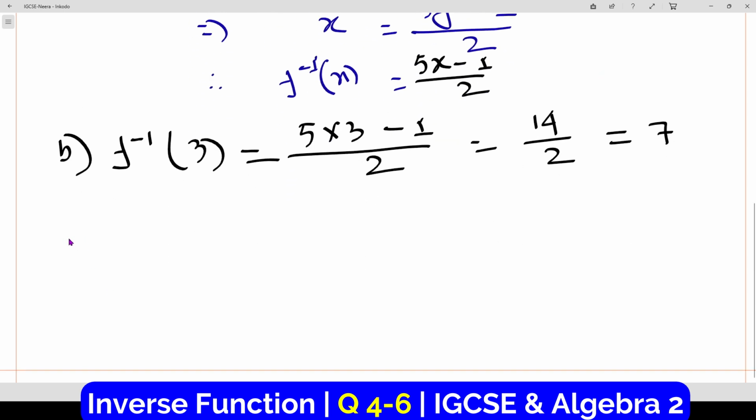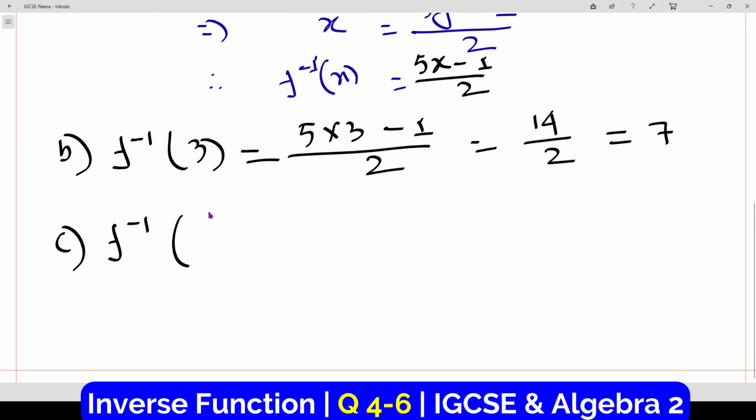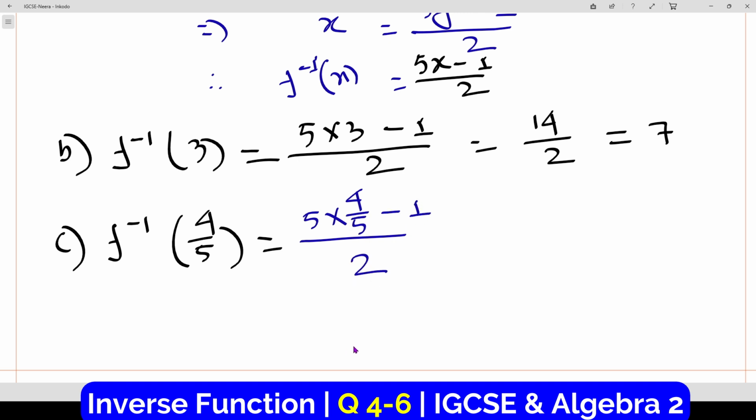Number C, we have to find the inverse function at 4 by 5. So we can write a similar thing. Instead of x we have to put 4 by 5. So here 5 times 4 by 5 minus 1, divided by 2. So here it is 20 by 4, or we can cancel this one, 4 minus 1, it's a 4, and then it's a 2. So the answer is 2.